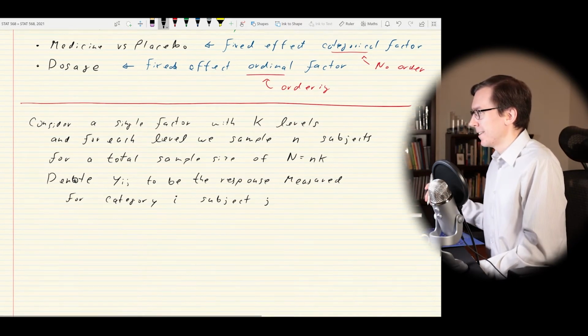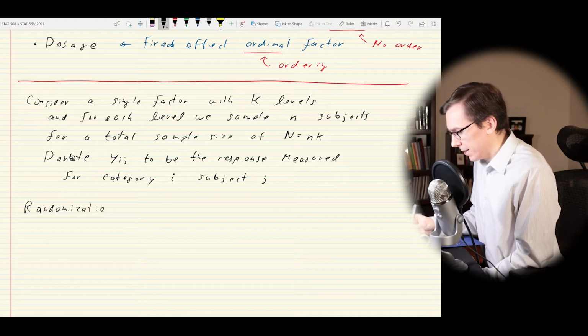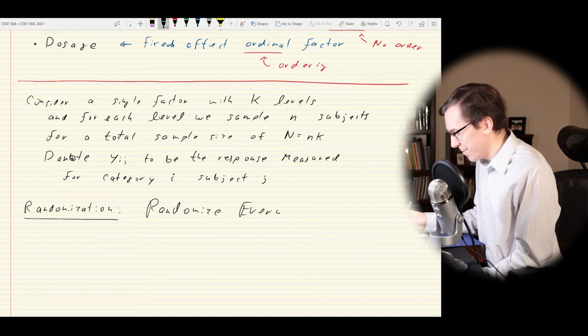Right, and then we also have to talk about randomization, because this is a very important point for the course. Randomization. So if we're doing design of experiments, we randomize everything.